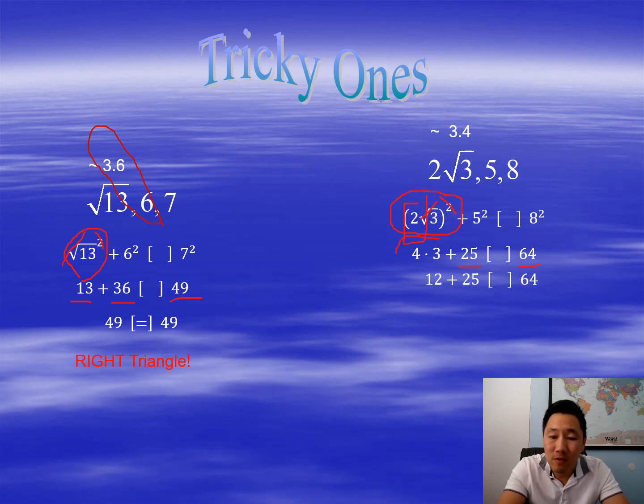Obviously, 3 times 4 is 12. Add them together with the 25. We have 37 is less than 64, which means we have an obtuse triangle.